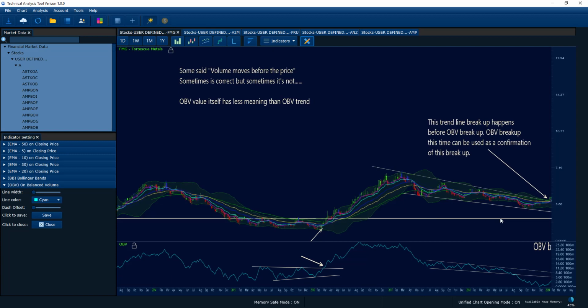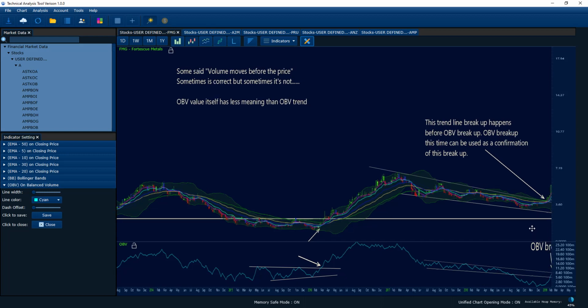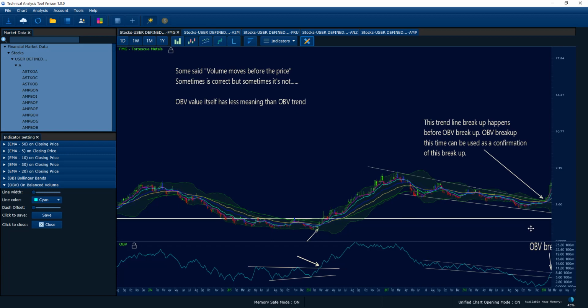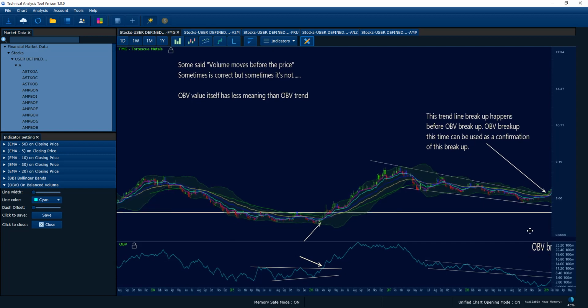Okay, so this time, for example, it breaks out from the upper edge. If you start trading long, then after this big jump you can see the OBV actually picks up with the price action. That's why I said sometimes it's correct, but sometimes it's not. In this case, it's not. The volume lags behind the price action. That's why we always focus on the chart itself, right?